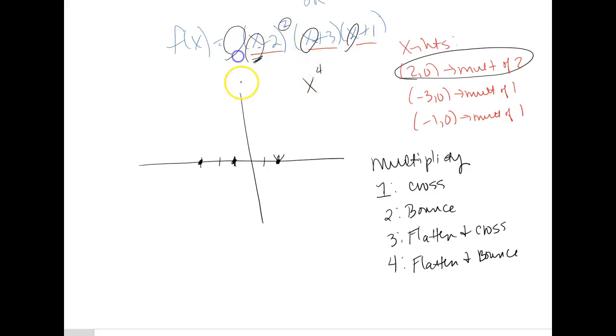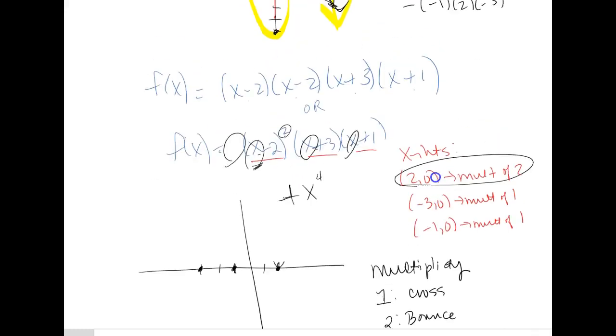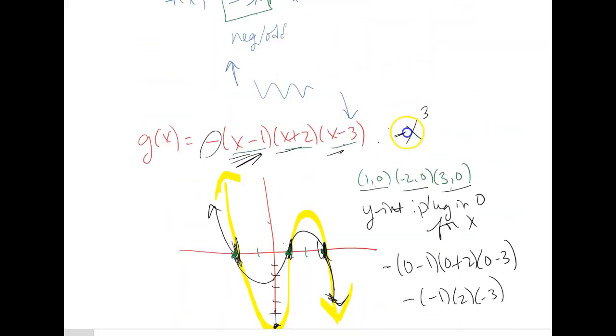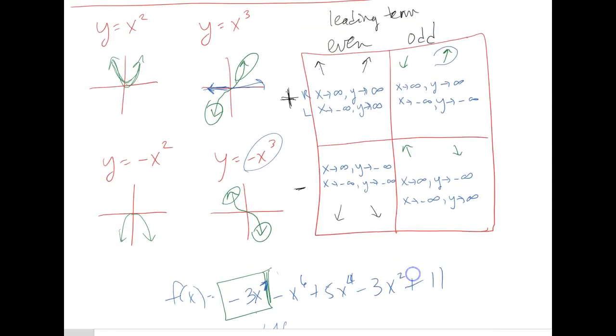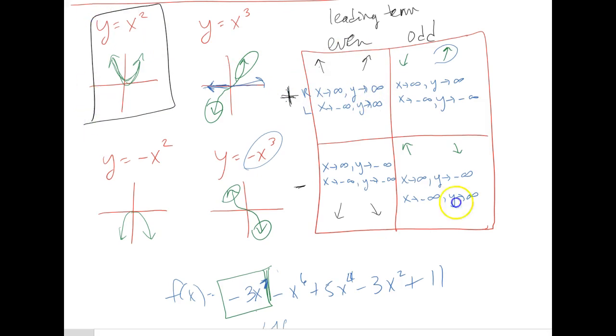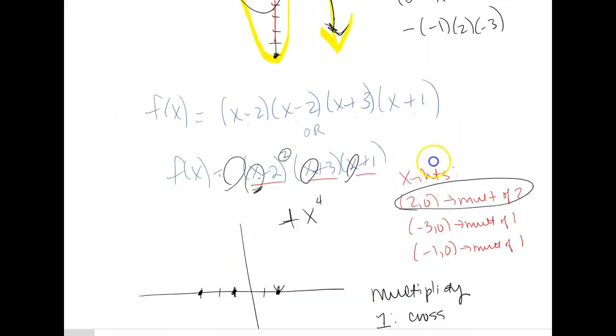And there's no negative in the front here, right? So it's like a positive x to the 4th. So if we go back up to our chart, positive x to the 4th. So it's an even exponent and it's positive in the front. So it's going to be going up, up, just like a parabola. So on the sides, it's going up on both sides.